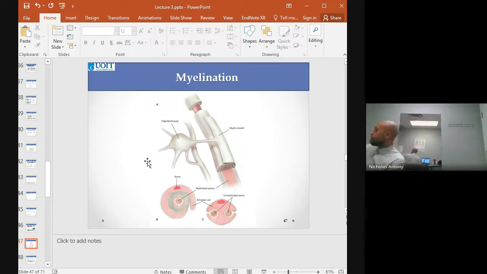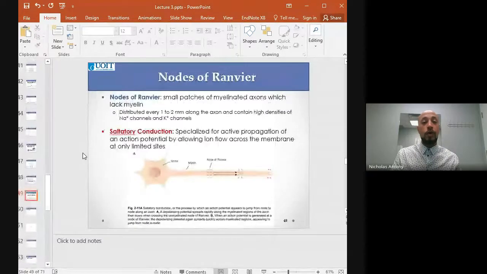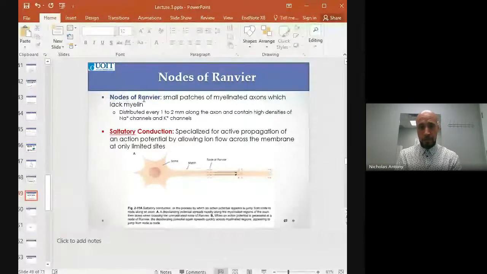And why is that there? What does the rubber around a wire do? Protection, insulation, correct. So what that does is it helps keep the charge in. And because it keeps the charge in, the reason why it allows for faster conduction velocity is through what's called the use of these nodes of Ranvier.